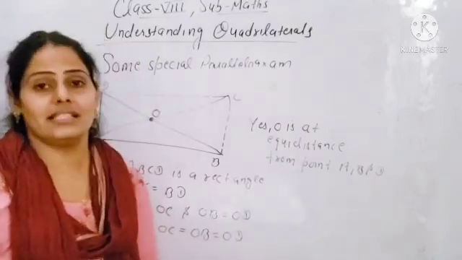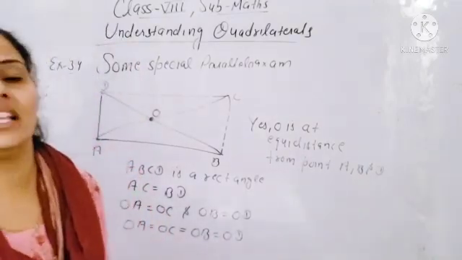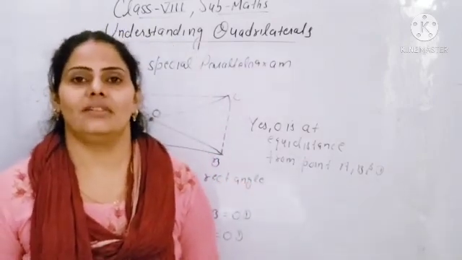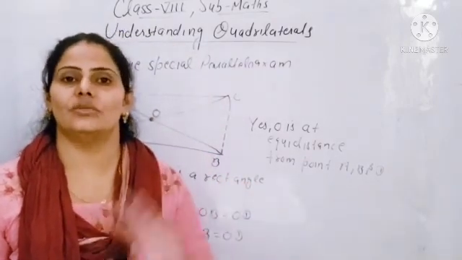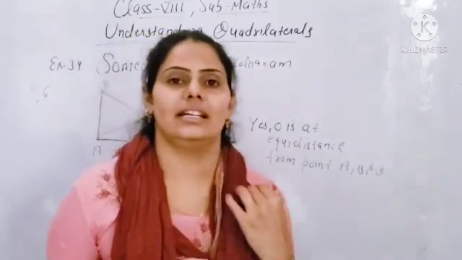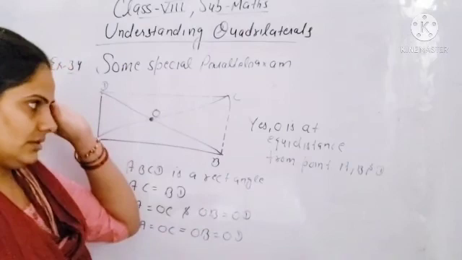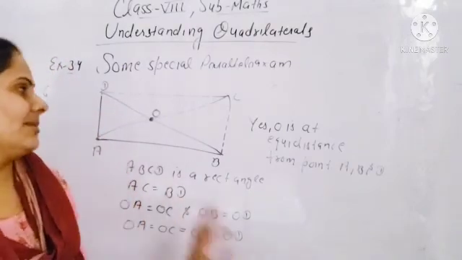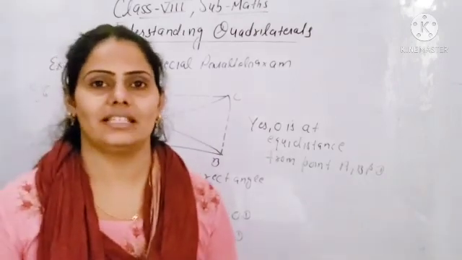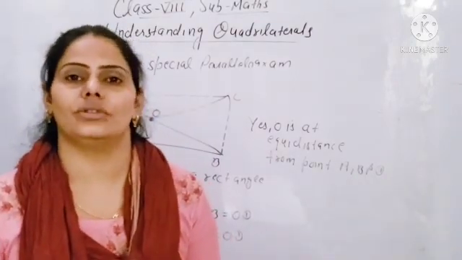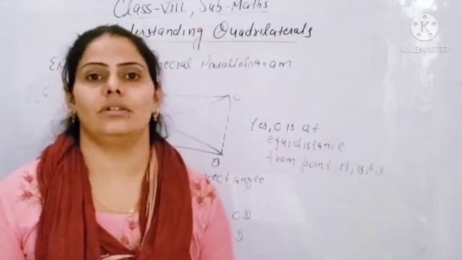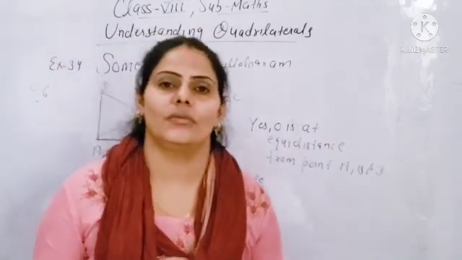This is a very simple exercise, beta. Some special parallelograms are given, and which are these parallelograms? This one is rhombus, second one rectangle and square. First you will tell about the properties of squares, rectangles and the rhombus. After that, simply you can complete this exercise. It is based on true and false and is very simple, based on all the properties. With this exercise we have completed our chapter, so you have to complete it in your fair notebook.